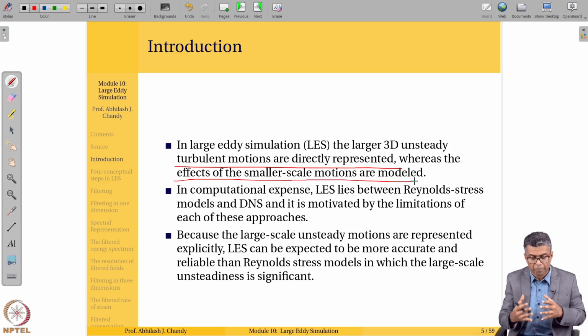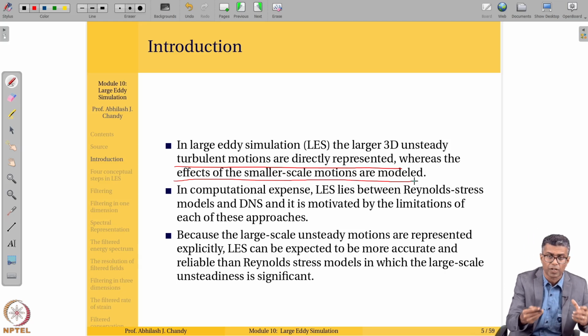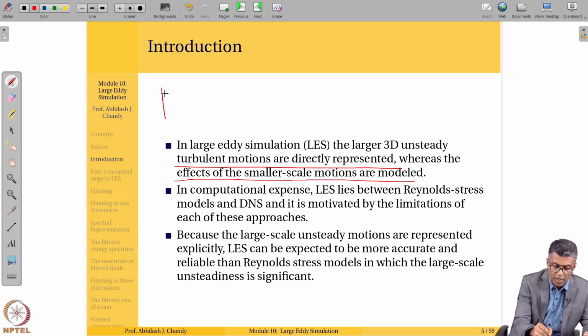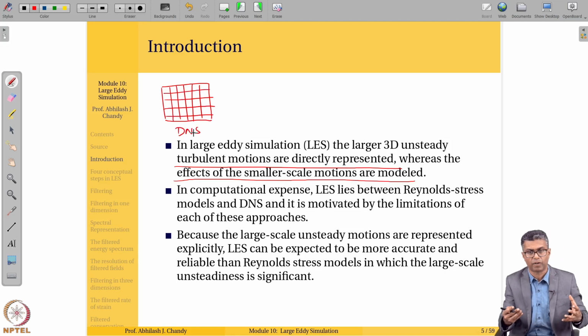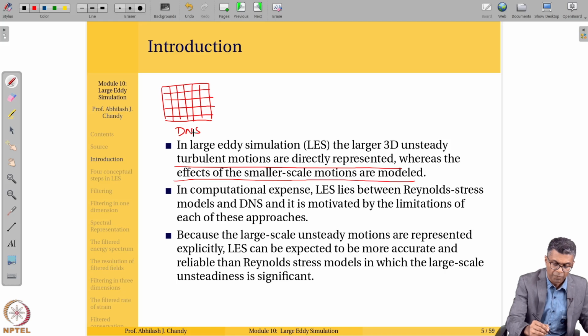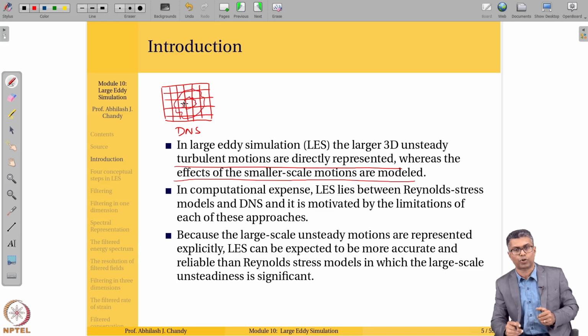So I believe I've done this before, but if you think about a grid for DNS, this is sort of a cartoon of it, right? A schematic representation, if you will. So this is going to be DNS. This is what a grid is in DNS. And all the large scales are represented, of course, and even the small scales are represented. If I want to call that a large scale and a small scale, even the small scales are represented.